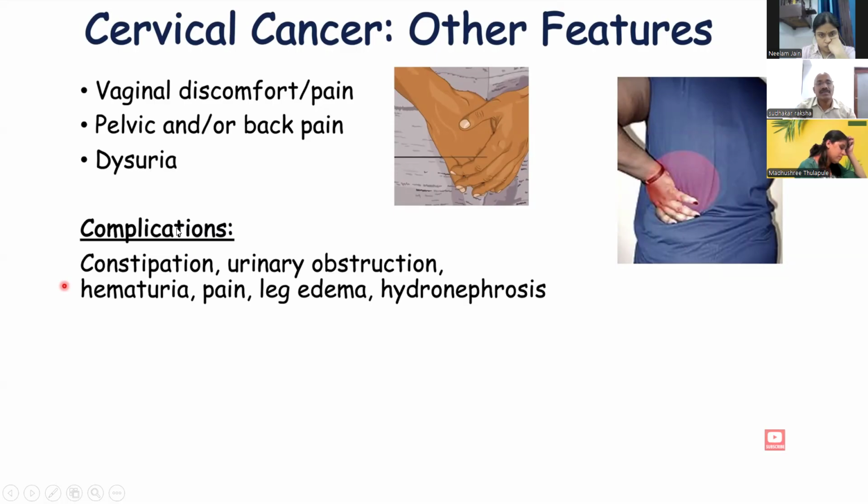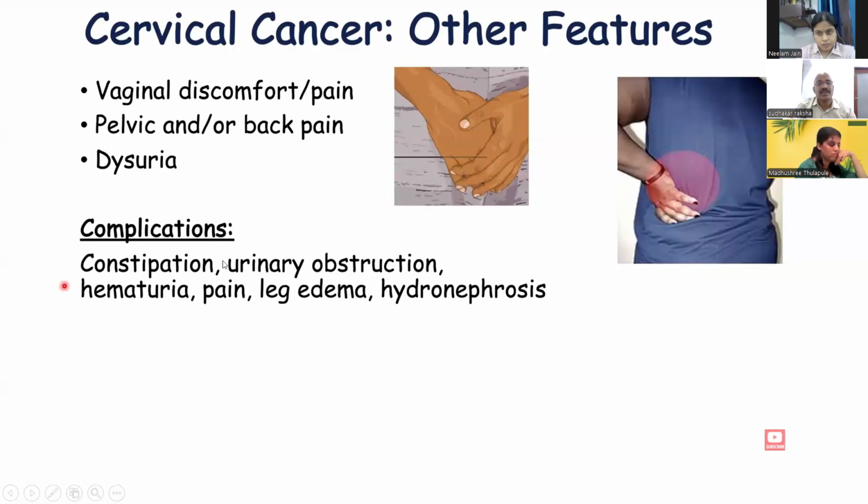And when the carcinoma spreads, it can cause urinary obstruction. It can cause blockage of the tubes which drain the urine, leading to urinary obstruction. Or it can also spread to the rectum, which is present behind the cervix, and cause constipation. Or there can be blood in the urine, hematuria, or there may be pain, or swelling of the legs, and even sometimes the kidneys are swollen. These are the complications of carcinoma of cervix.